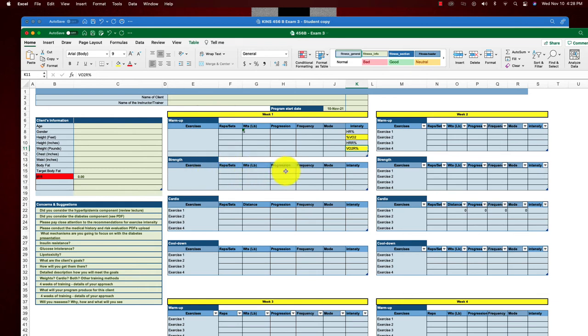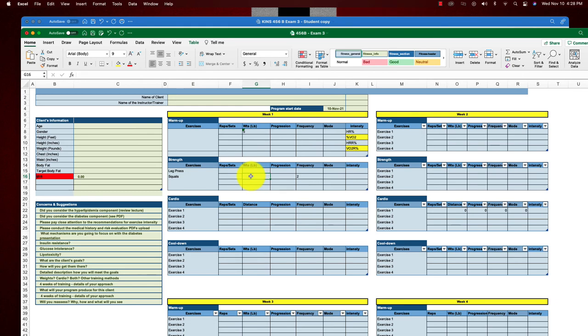What is the progression going to be from week 1 to week 2? Because here's week 2. What is the frequency? Well, if they're trying to lose weight, you might say that the weightlifting is going to be 2 times a week. And you might say they're going to do leg press. Okay, they're going to do squats. Right? So you put that in there so I can see you prescribing.